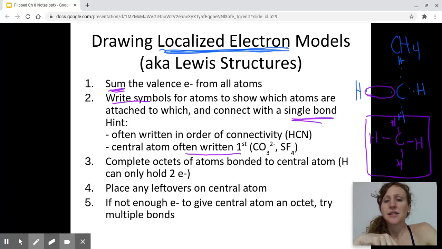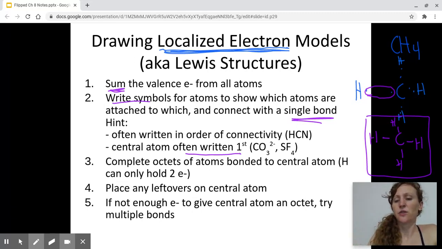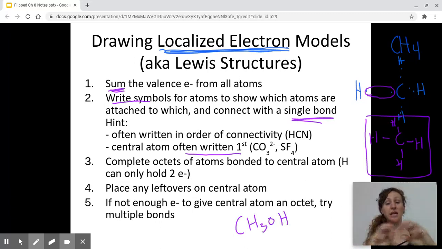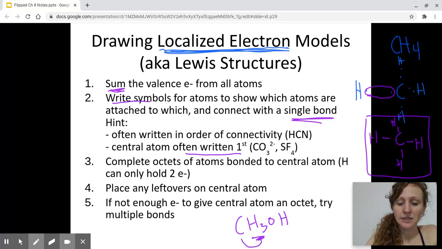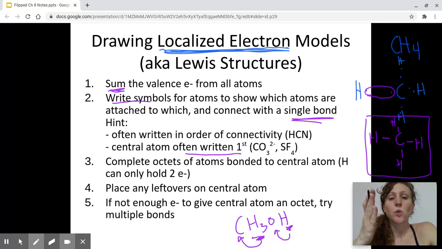The other thing is they write them in order of connectivity. So if you notice something like CH3OH, it is written with the H's spread out, and that's because they're indicating something to you about what the H's are connected to. These H's are all connected to the carbon. This H is connected to the oxygen. So the way a formula is written often indicates connectivity.